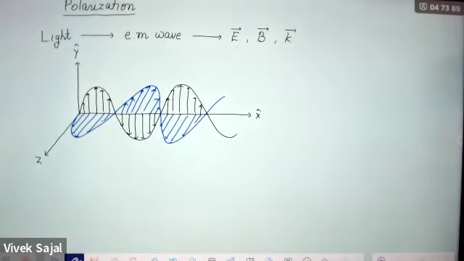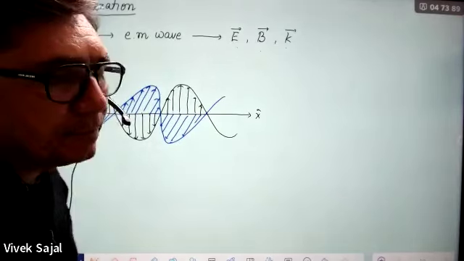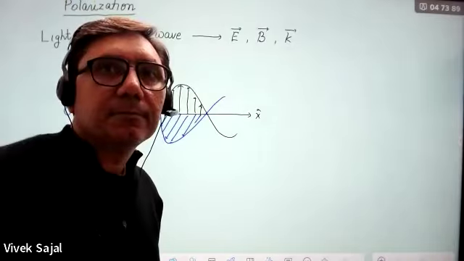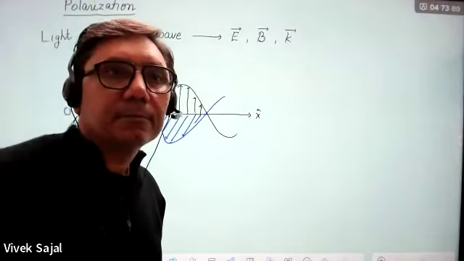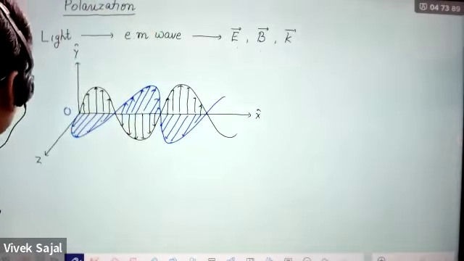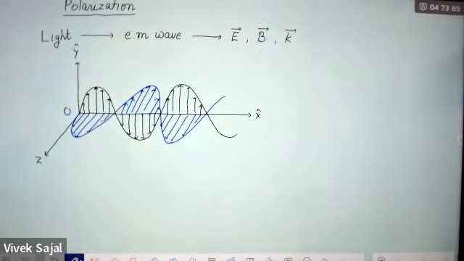Yes, please. Is the magnetic field oscillating in Z cap or Y cap? The magnetic field is in Z cap. Okay?